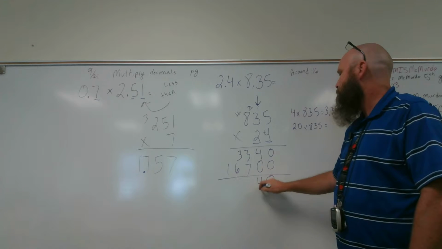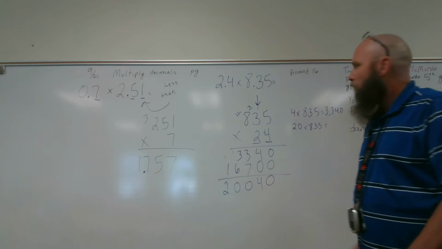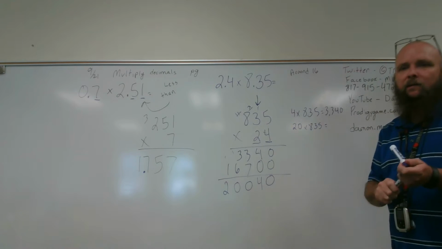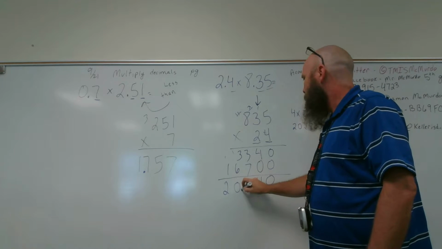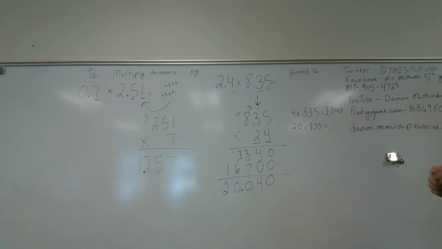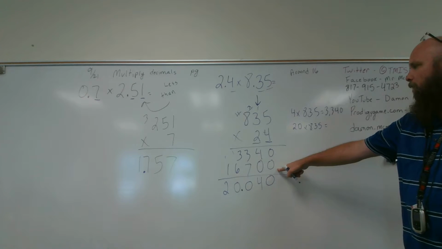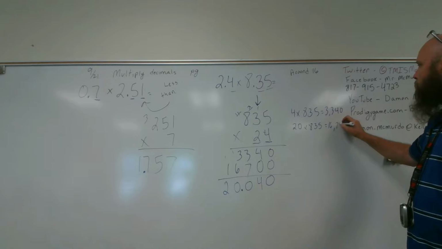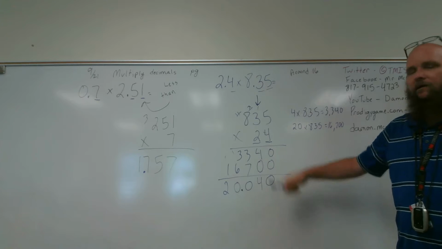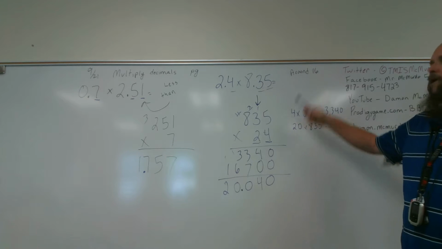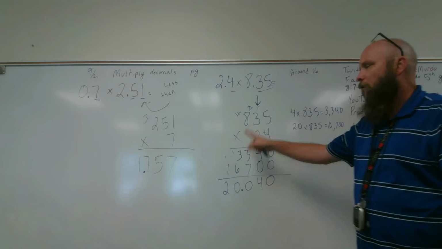Find the sum of these two products. I go back to my problem and look at how many numbers are behind the decimal point. 1, 2, 3. It needs to be 3 behind it in my product. When I multiply 20 times 835, that is 16,700. If I added those two together, is 20 near our estimate? Yes. See, that helps us with our decimal point.